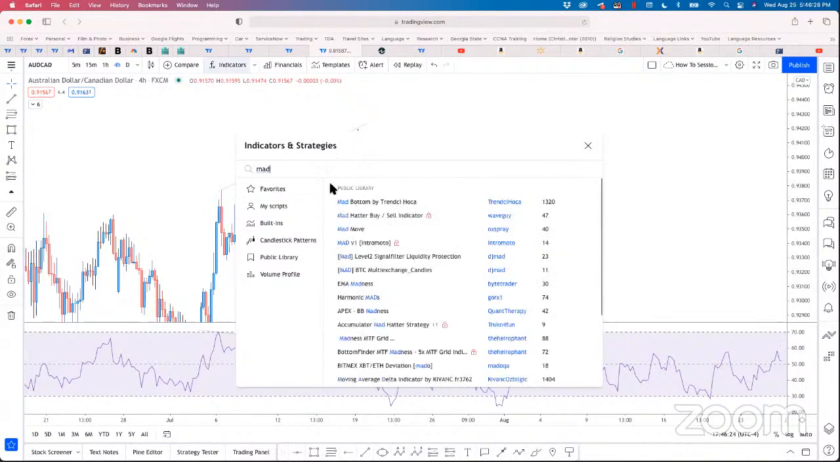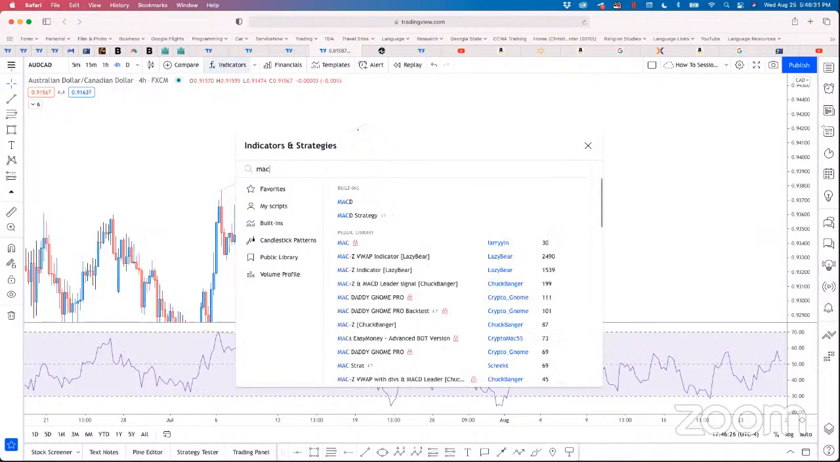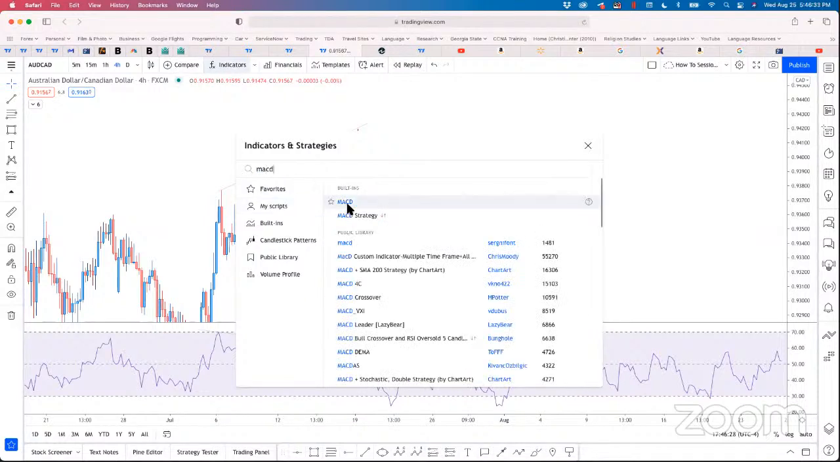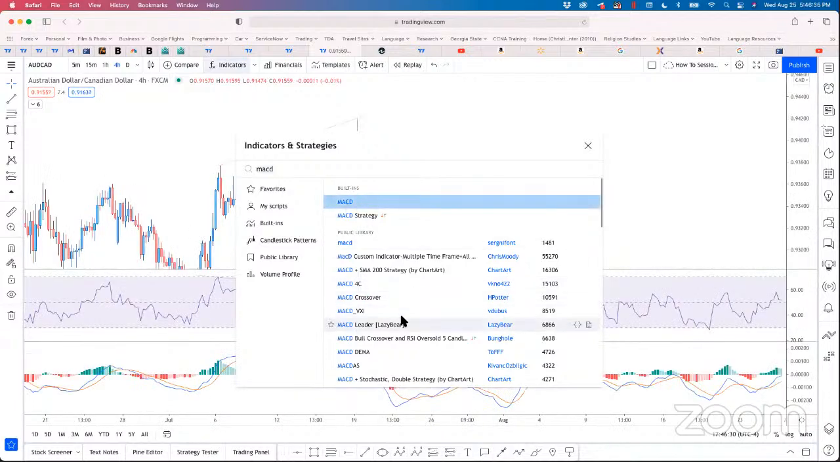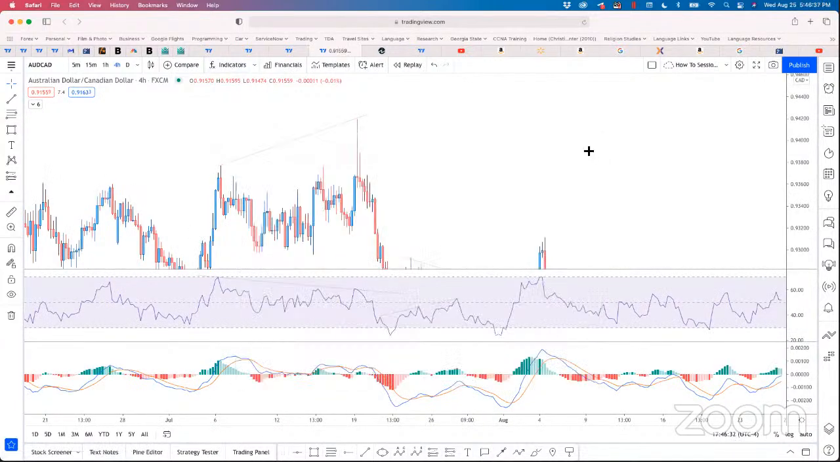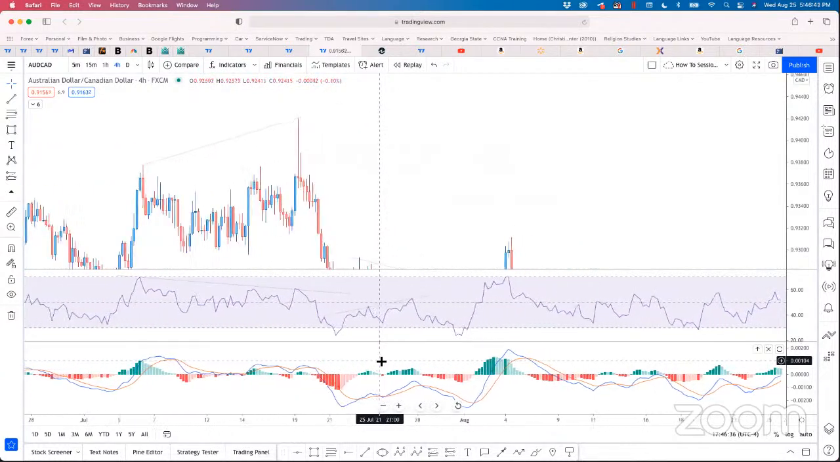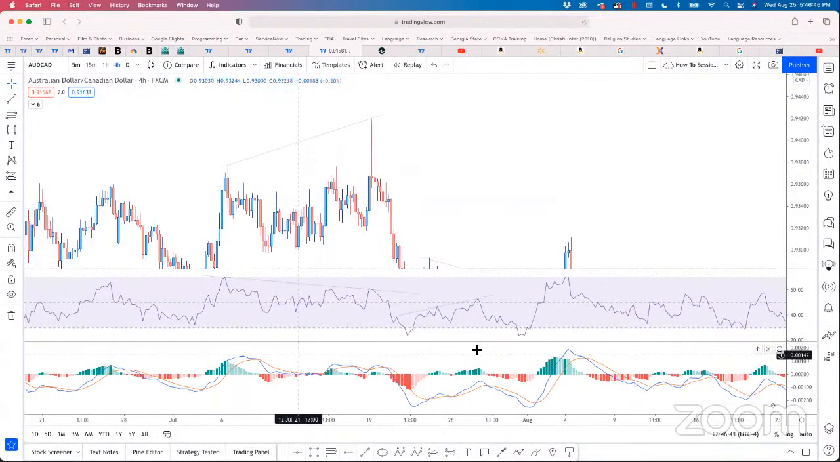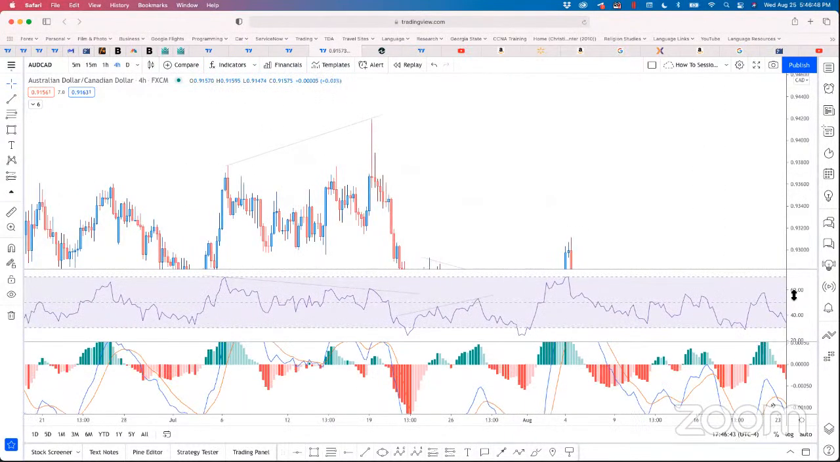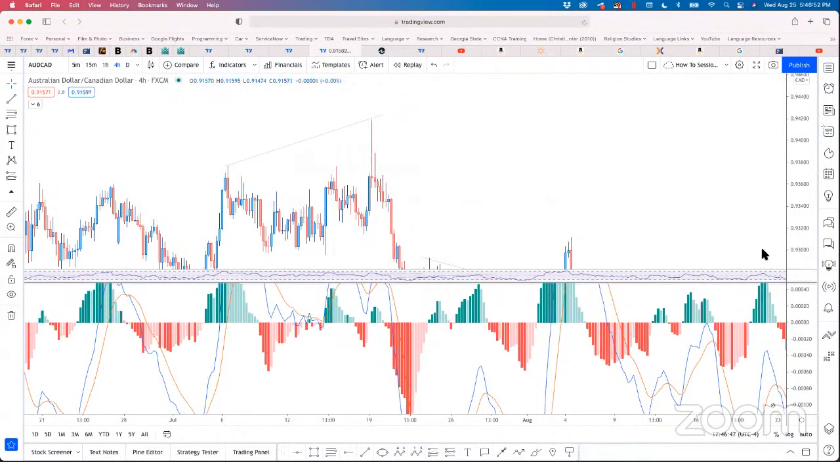I used to use MACD a lot when I first started trading. You can use a similar approach, you can use divergence in a similar approach. Make this a little bigger.